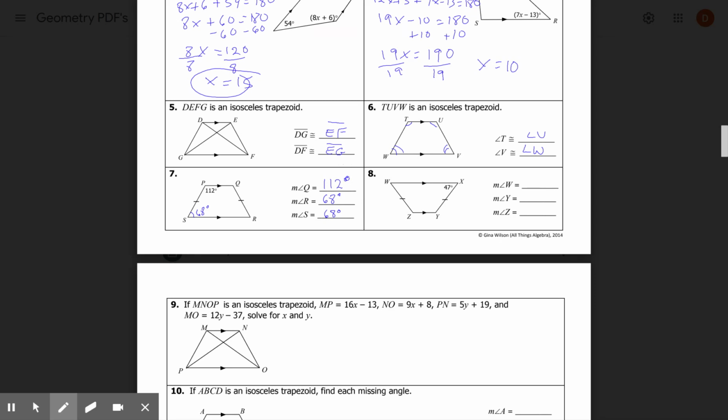Number 8. X and W are the same, so W would be 47 degrees. The measure of angle Y you can figure out by doing 180 minus 47, since they're supplementary. That would be 133, which means that angle Z is also 133. So these trapezoids aren't so bad, right?